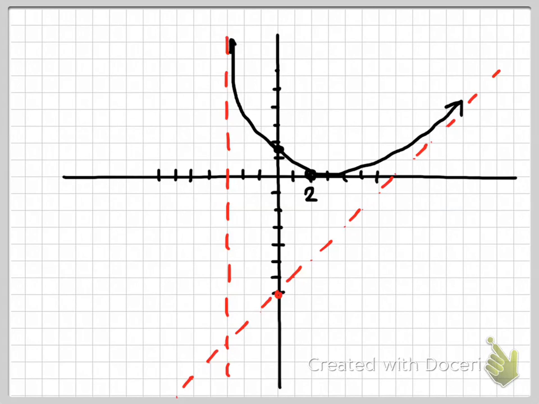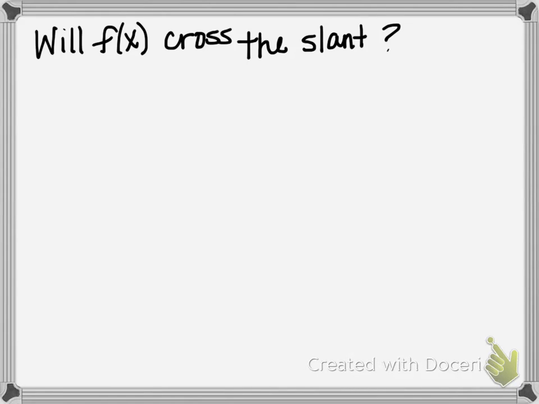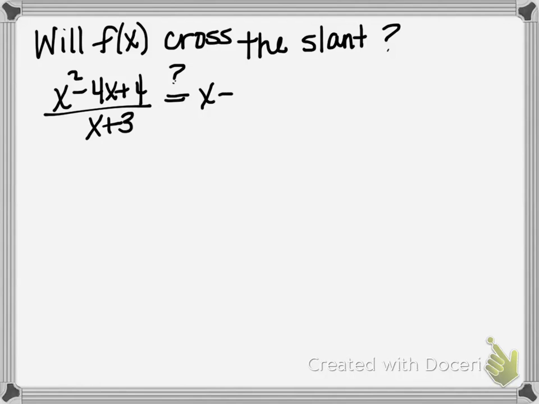But it is worth checking to see right up here, question mark, is the branch here going to cross the slant asymptote? So if you wanted to answer that question, we would have to do a little bit of algebra first. Will f of x cross the slant asymptote? Well, if it's going to cross the slant asymptote, then that means that there's a place where the function is equal to the slant asymptote, which basically means if you take the original function, x squared minus 4x plus 4 divided by x plus 3, then we're questioning, is there a place where this graph would equal the slant asymptote, which was y equals x minus 7.